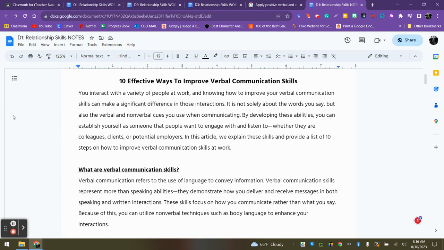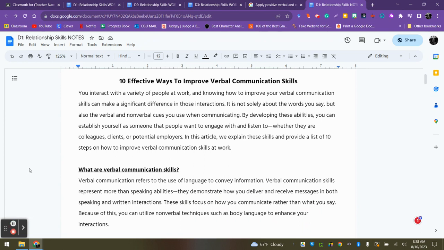It is not solely about the words you say, but also the verbal and nonverbal cues you use when communicating. By developing these abilities, you can establish yourself as someone that people want to engage with and listen to, whether they are colleagues, clients, or potential employers. In this article, we explain these skills and provide a list of 10 steps on how to improve verbal communication skills.